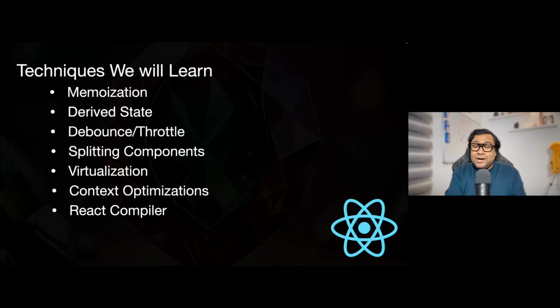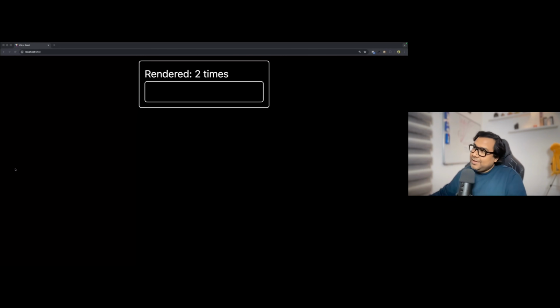Before we start talking about any techniques, it makes a lot of sense to look into re-rendering and take some examples. Here on your screen, you are seeing an application. This application is a combination of a parent component and a child component. This particular text box is part of the parent component. And on top of that, you are seeing something called "rendered: 2 times". That is a child component.